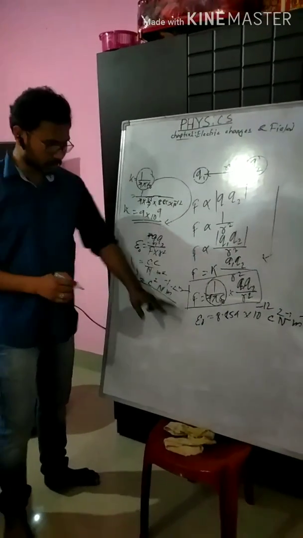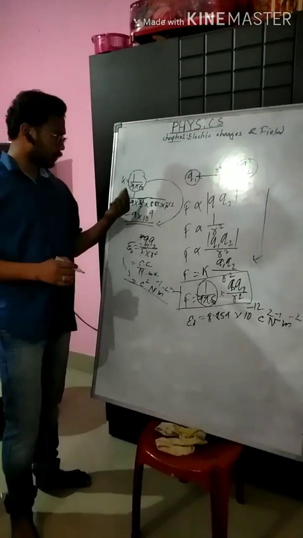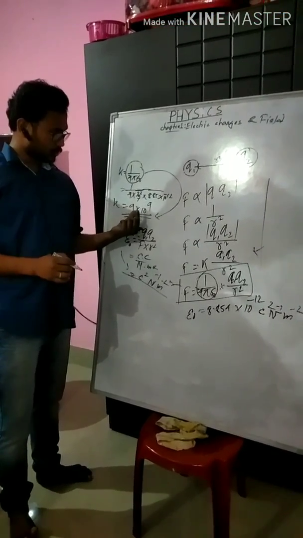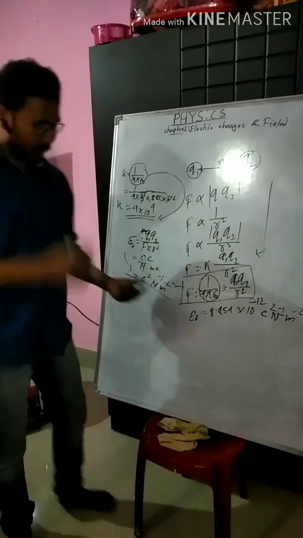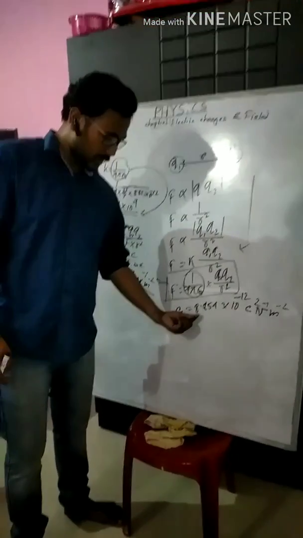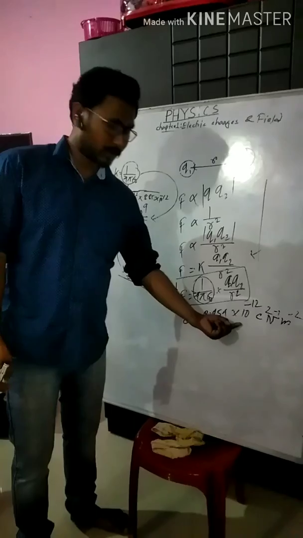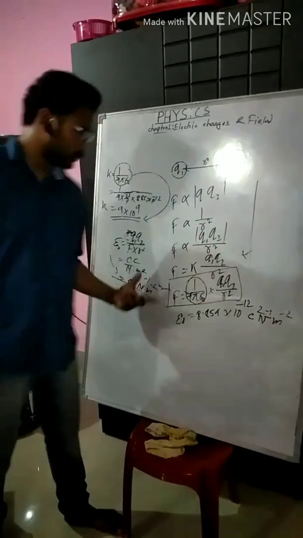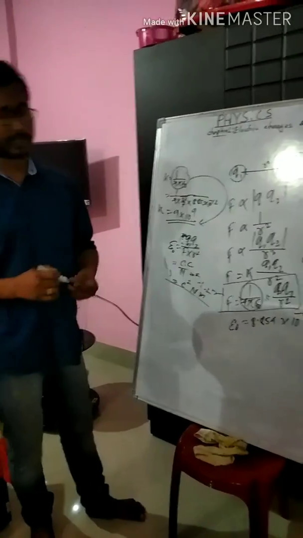These two values you have to mark up. One, the value of 1 by 4 pi epsilon naught, that is the value of k, is equal to 9 into 10 to the power 9, and the value of epsilon naught is 8.854 into 10 to the power minus 12 Coulomb square Newton to the power minus 1 meter to the power minus 2. So these two things you have to mark up, right?